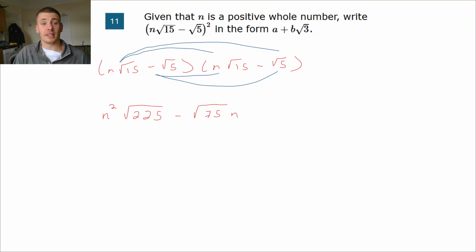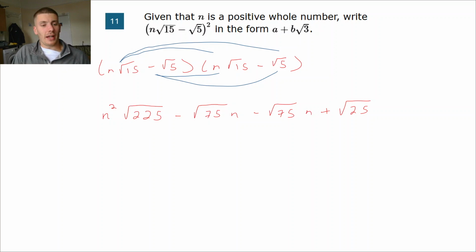And then you've got the same thing again, because you've got negative root 5 times n root 15, so negative root 75 times n. You've then got a negative root 5 times a negative root 5. The two negatives will give you a positive, so it's going to give you plus root 5 times 5, which is 25. Let's do some simplifying now.